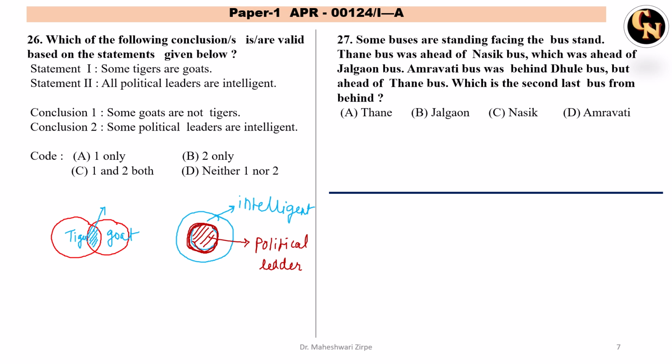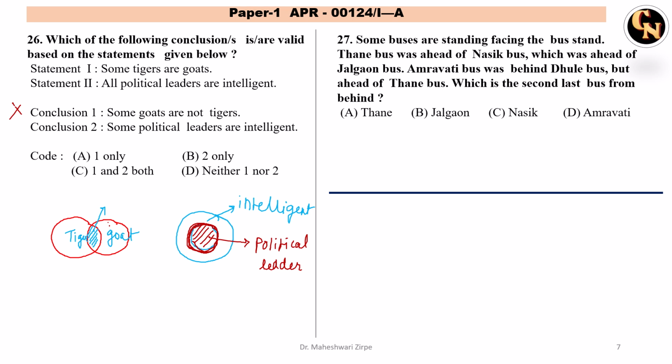Now what is the conclusion? Some goats are not tigers. But they are saying some tigers are goat. So we don't know whether these are tigers or not. Some goats are not tiger. We don't know whether they are not tigers or something else. So for the first conclusion, we cannot surely say that; this can happen.